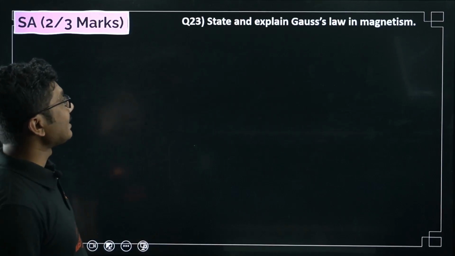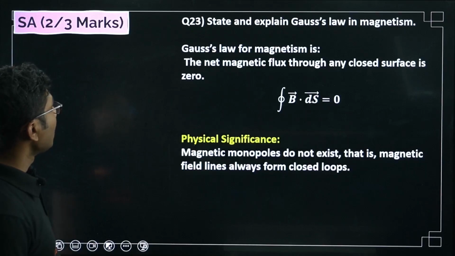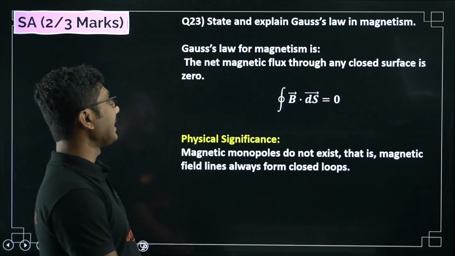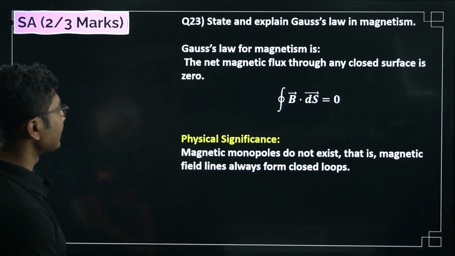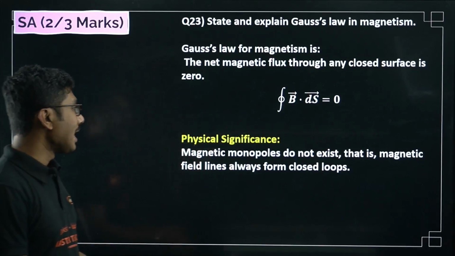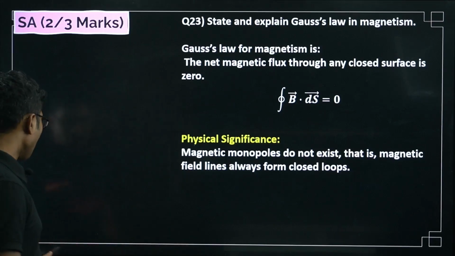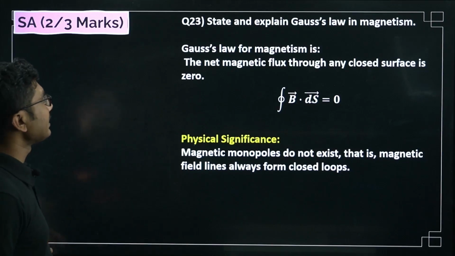Now, state and explain Gauss's law in magnetism. So Gauss's law for magnetism is that the net magnetic flux through any closed surface is 0, that is, B dot ds equals 0. Physical significance: magnetic monopoles do not exist, that is, the magnetic field lines always form closed loops. These are the 2 physical significances.